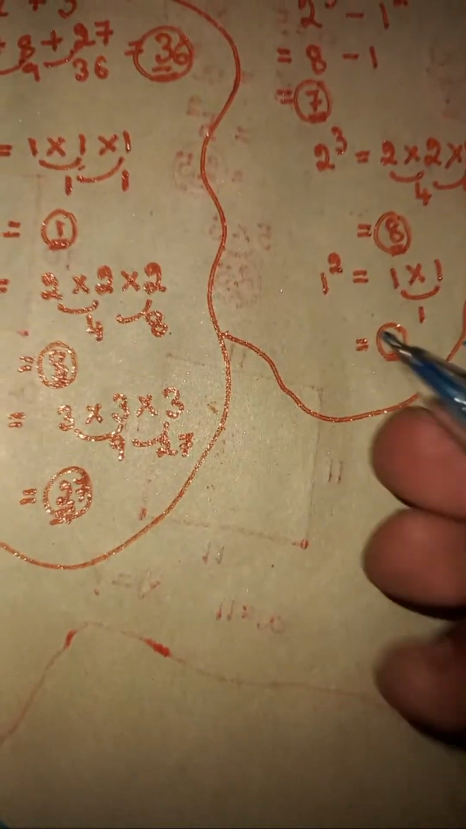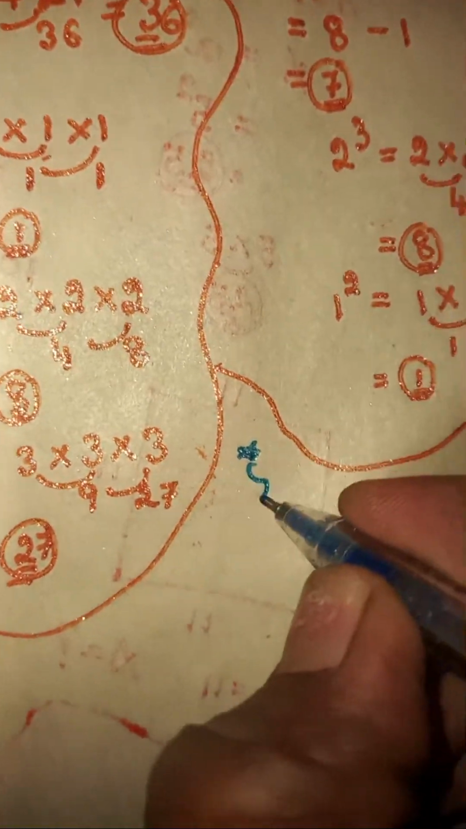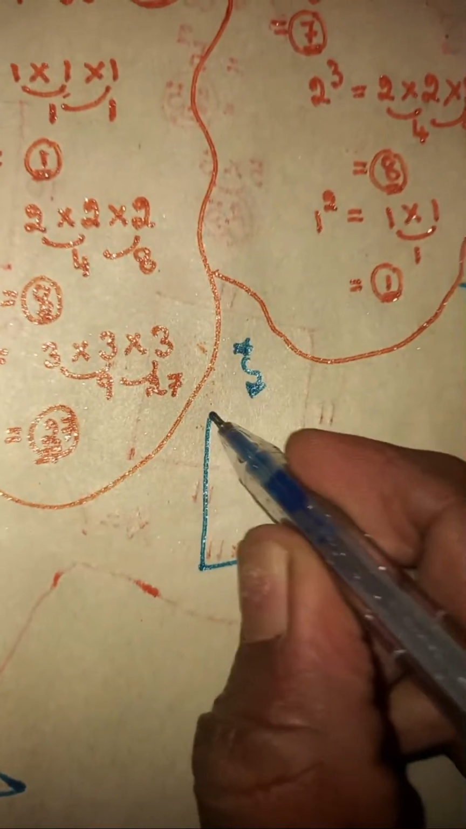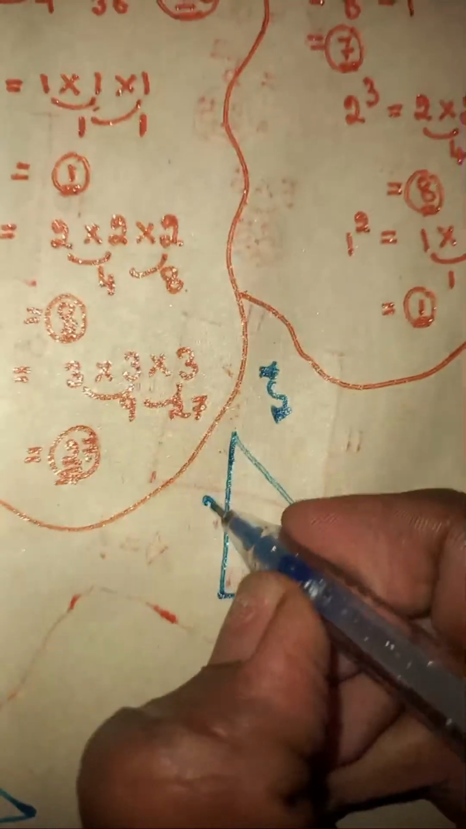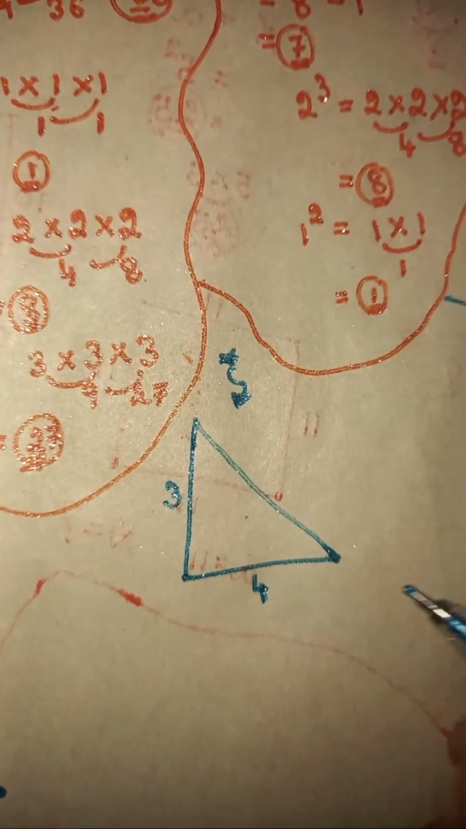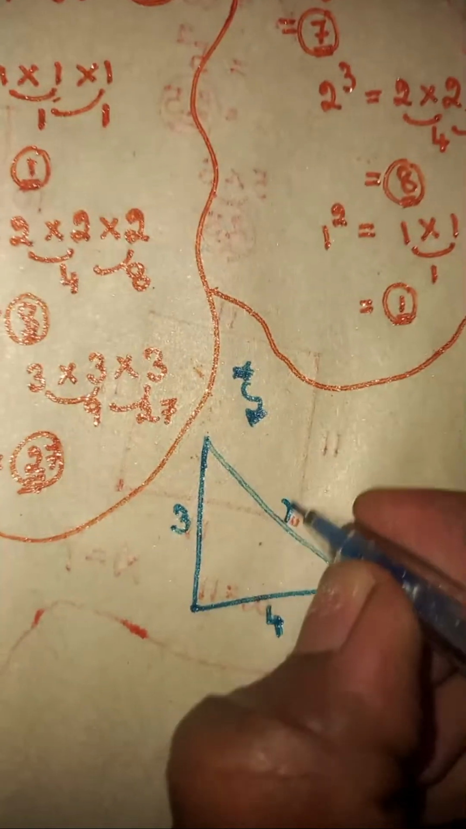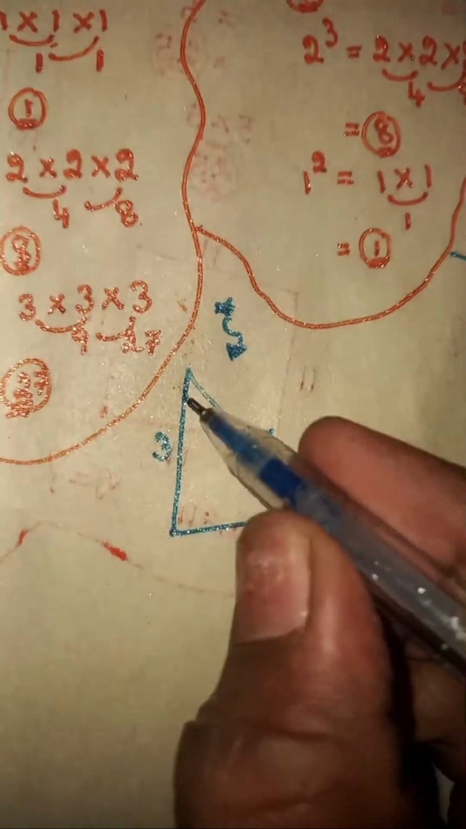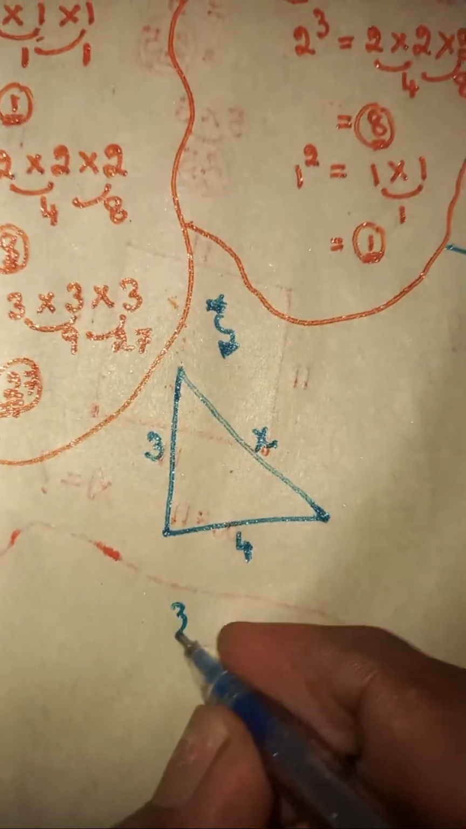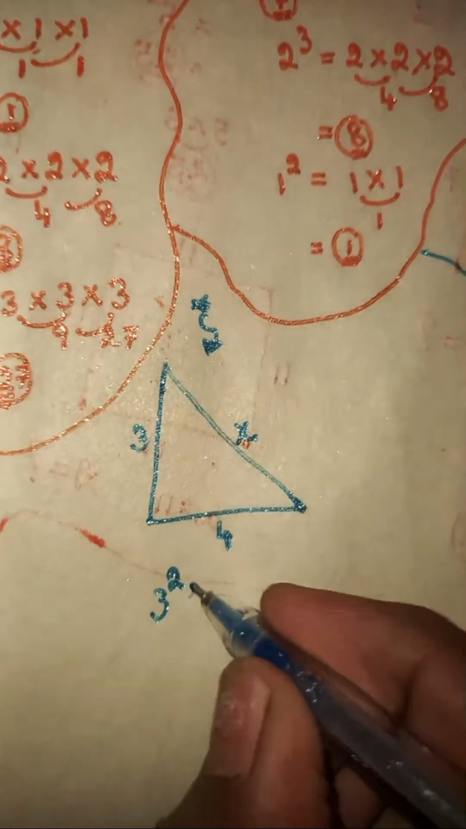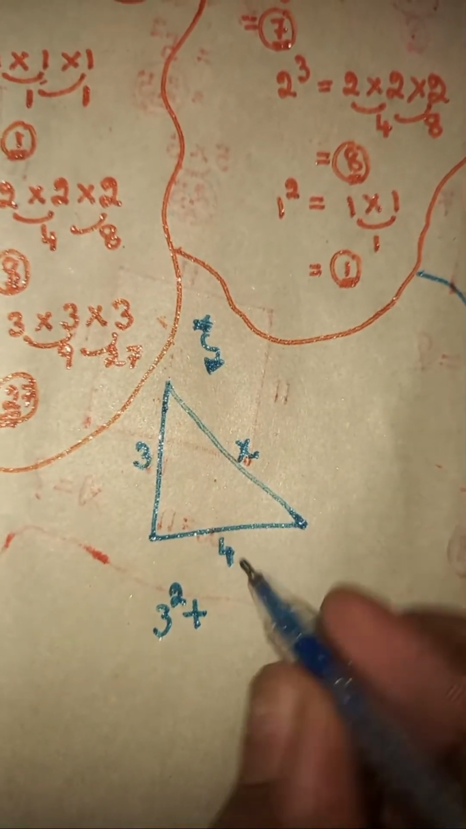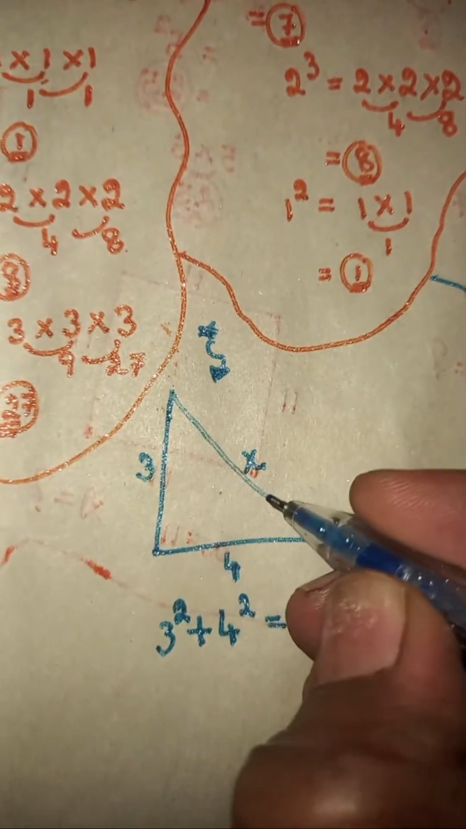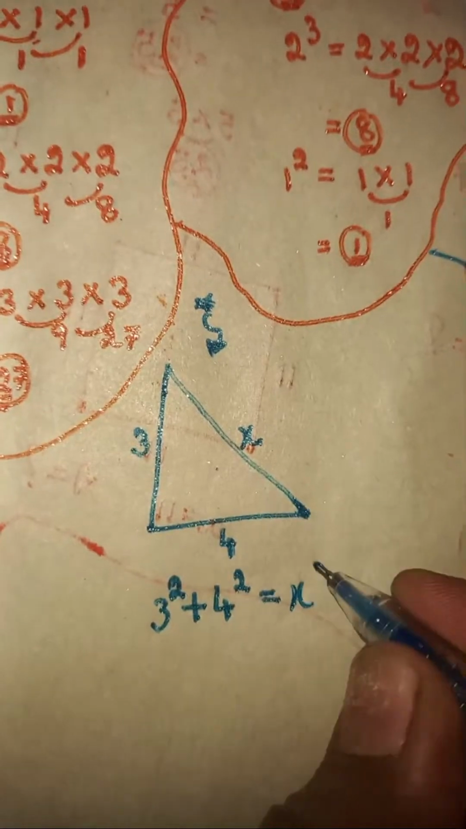Let's take one more example. Here they have given a triangle. In this triangle, this is a popular example. This side length is 3 units, this side length is 4 units. You need to find out what the side length x is. You can do it easily. This side length, which is 3 units, so 3 squared plus another side length which is 4 squared, whose sum equals the hypotenuse length, that is x squared.